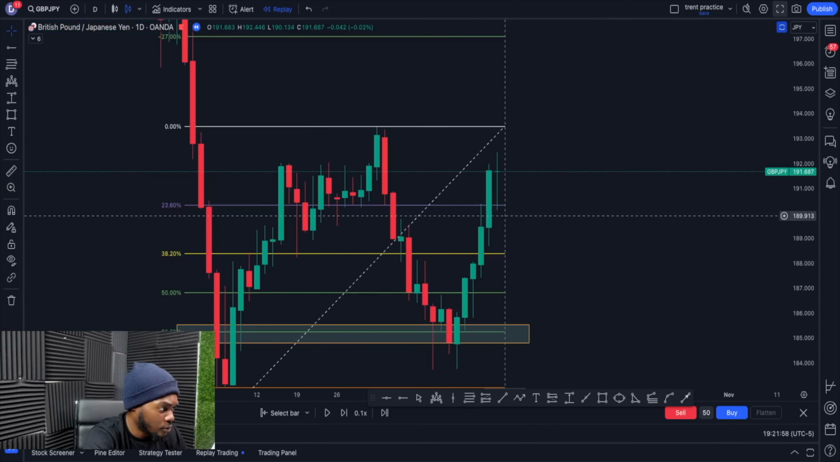So that is pretty much it. That's all. This is how I use Fibonacci retracement. Like I said, Fibonacci is one of the great tools to use when trading. Definitely add that to your arsenal of tools that you're already using, if you're not already using.